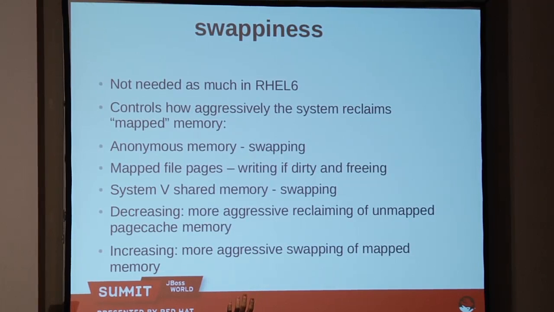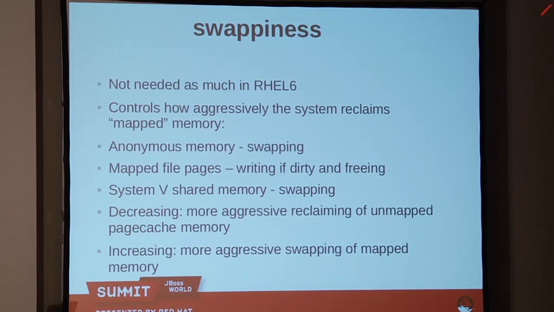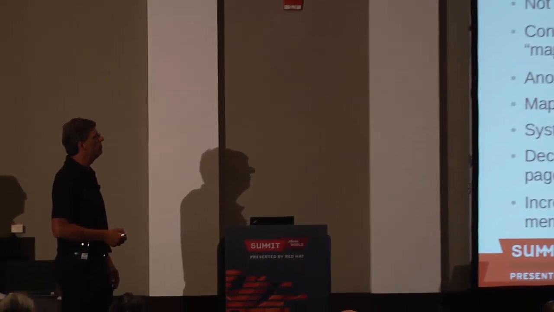Most people have mucked with this a little bit, especially in RHEL 5. In RHEL 5, it controls how aggressively the system reclaims mapped memory. Not anonymous memory, but mapped memory. Anonymous memory happens to be mapped, but so is System 5 shared memory that's not using huge pages, and so is any mmap of a file. So if you adjust the swappiness parameter in RHEL 5, it controls how aggressively the system reclaims mapped memory.